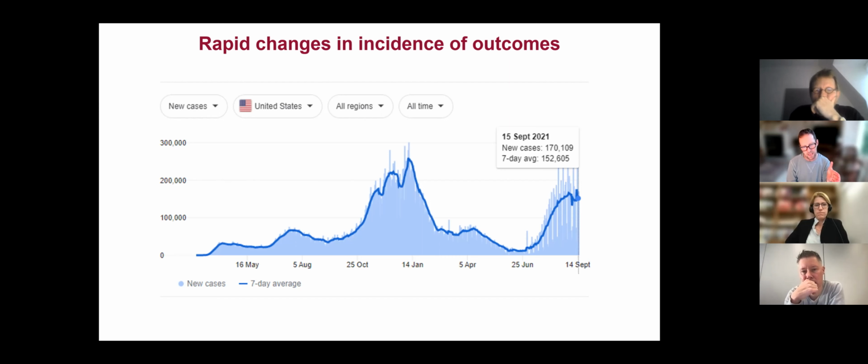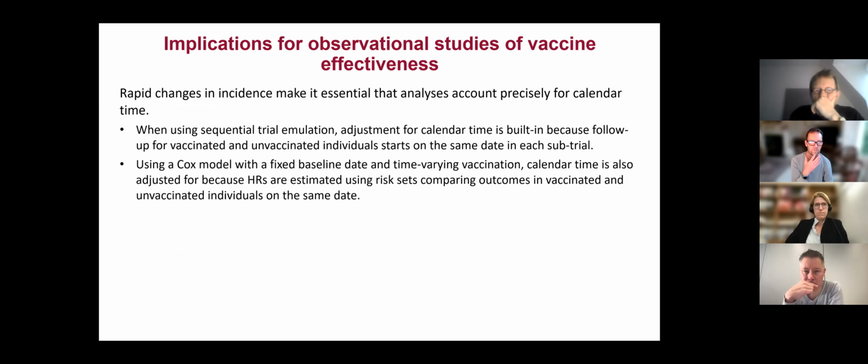So when the incidence of the outcome is varying so dramatically, it becomes absolutely vital to ensure that we are allowing for this variation with calendar time when we look at vaccine effectiveness. Rapid changes in incidence make it essential that analyses account precisely for calendar time. Now, when using the sequential trial emulation approach, that adjustment is built in because follow-up for vaccinated and unvaccinated individuals starts on exactly the same date in each subtrial. So you're balancing things out because in a one-to-one matched approach, they're both vaccinated on the same day, and they're followed up over the same calendar time period.